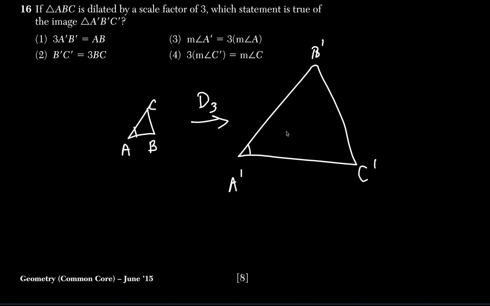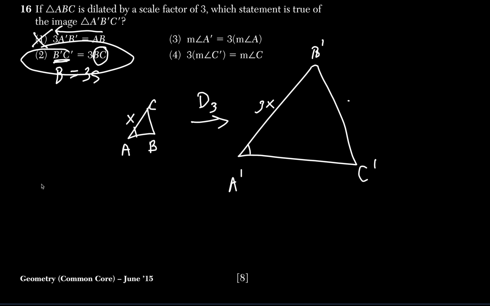All the angles are going to be the same. The things that are not going to be the same are the sides. So if this side here was x, this side would be 3x. So 3 times A prime B prime is going to be AB? No, that's not true. As a matter of fact, the other way around would be true. B prime C prime is actually 3 times this side. So choice 2 is correct, because the bigger triangle is 3 times the smaller triangle. This here is the smaller triangle, this is the bigger triangle. So the bigger triangle is equal to 3 times the smaller triangle.